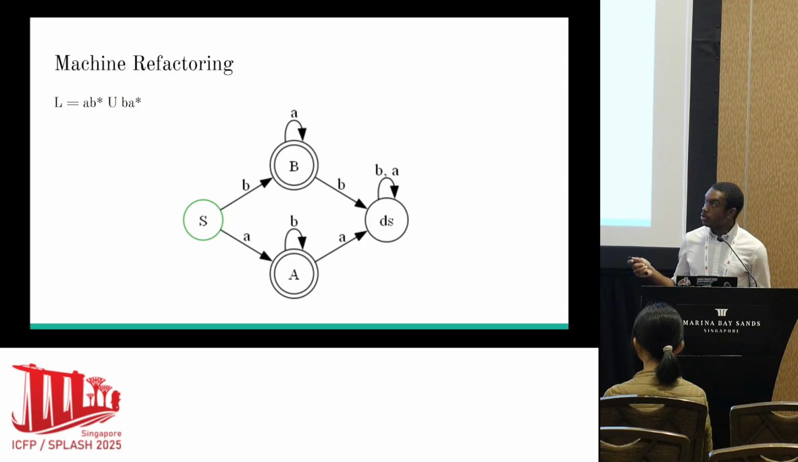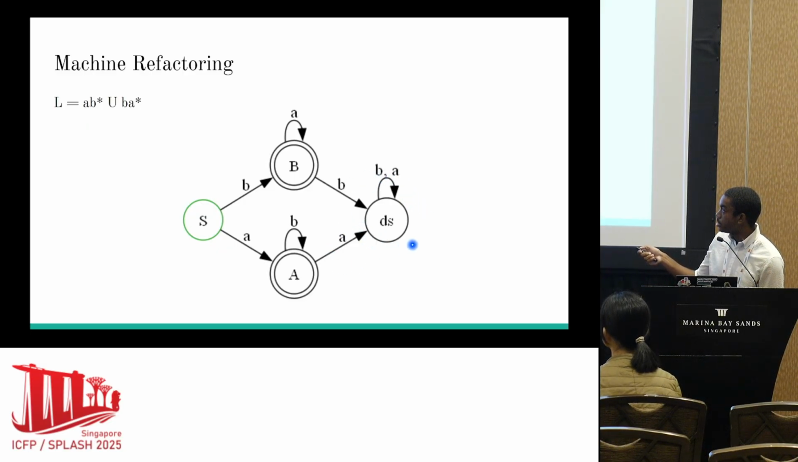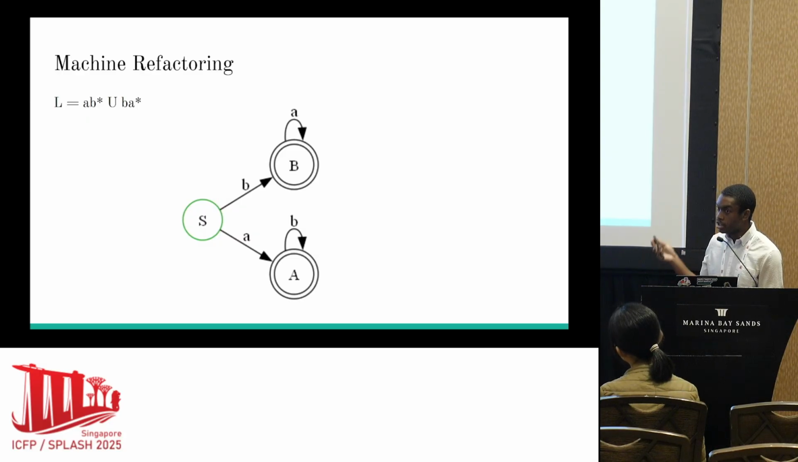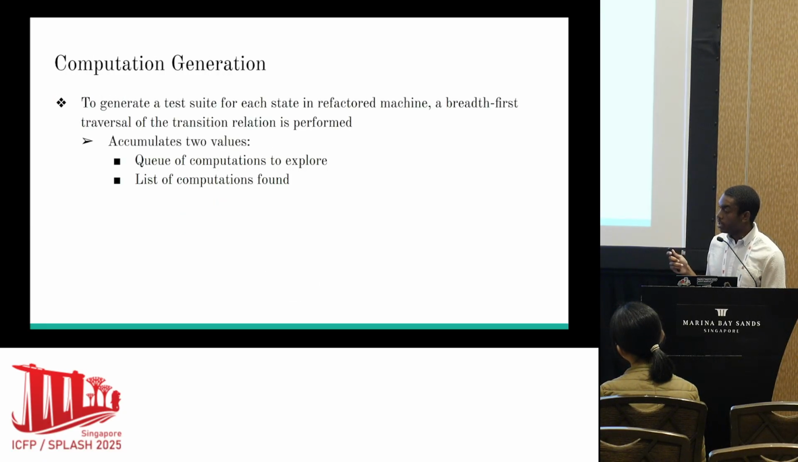So for phase 1, this one is pretty simple. We just take any states that don't have a path to a final state. So if we look at this machine here, we can see that this state ds does not lead to any final states. So we can simply cut it off in all of its transitions without changing the language of the machine, and then we can move on to phase 2, where we generate a test suite using the refactored machine by doing a breadth first traversal of the transition relation.